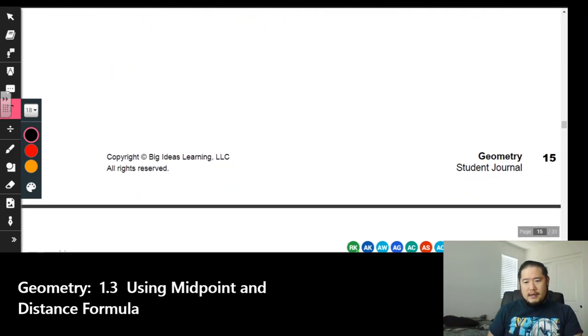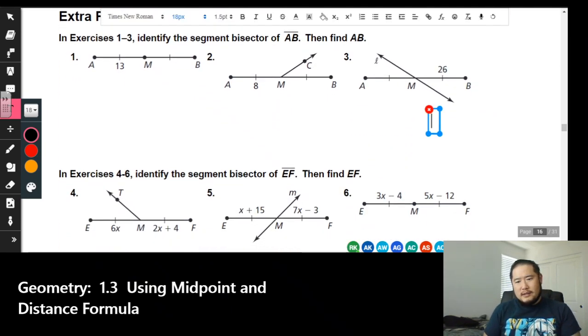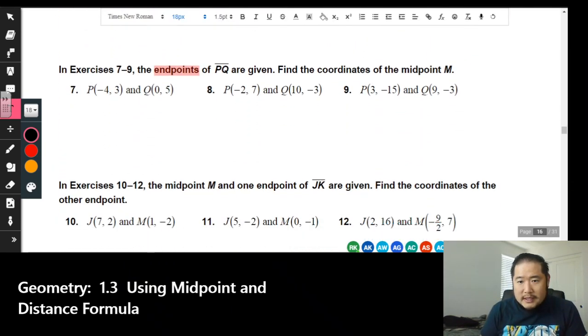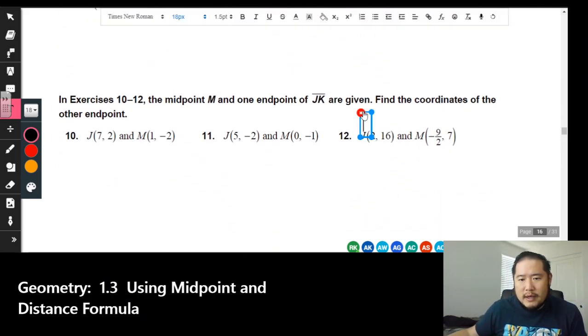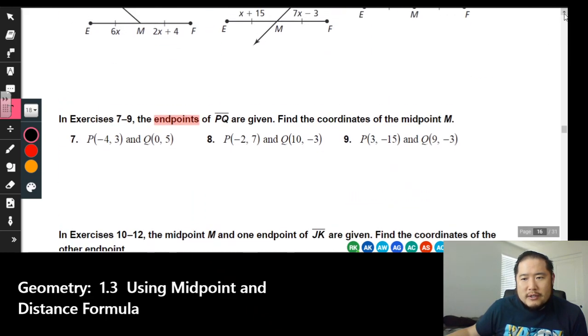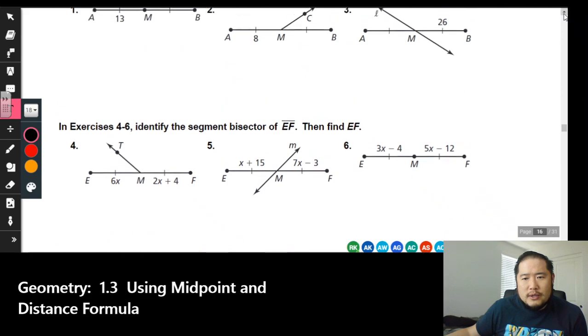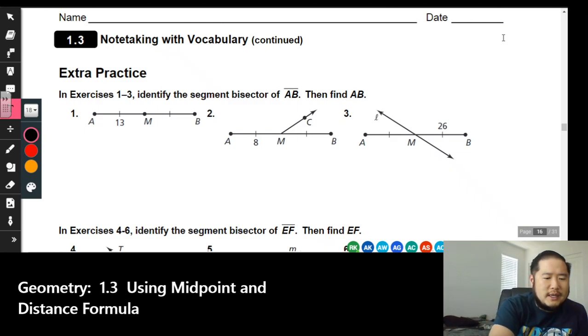So let's go ahead, move along, and get to our extra practice. Okay, don't forget that in your notes, guys, make sure you have the extra practice written down. You should not only have your notes and vocabulary terms, but also include the practice questions that we're going over together.